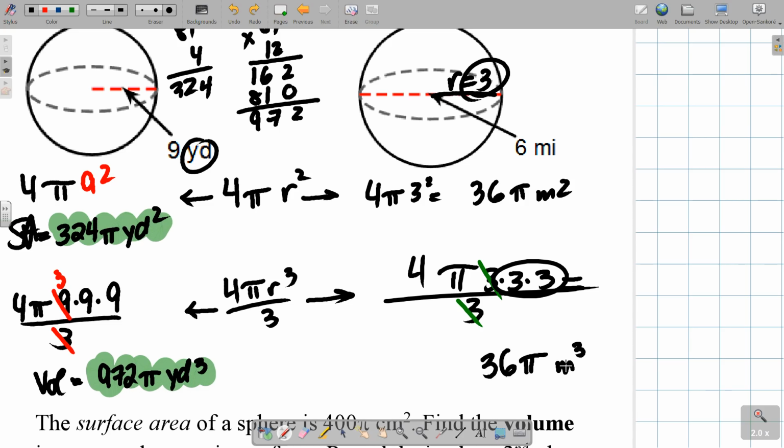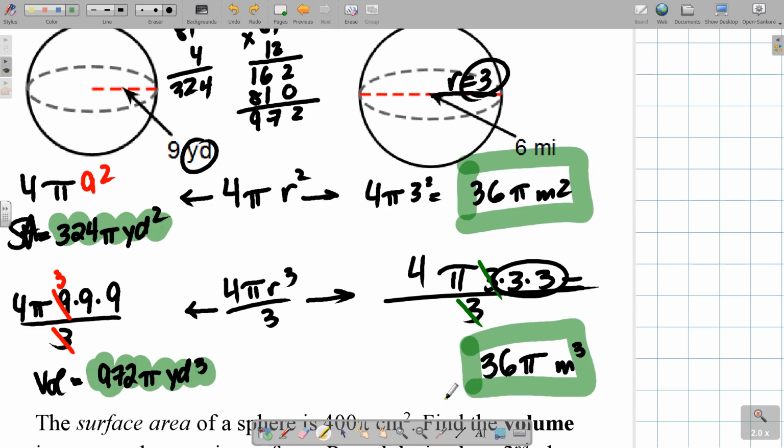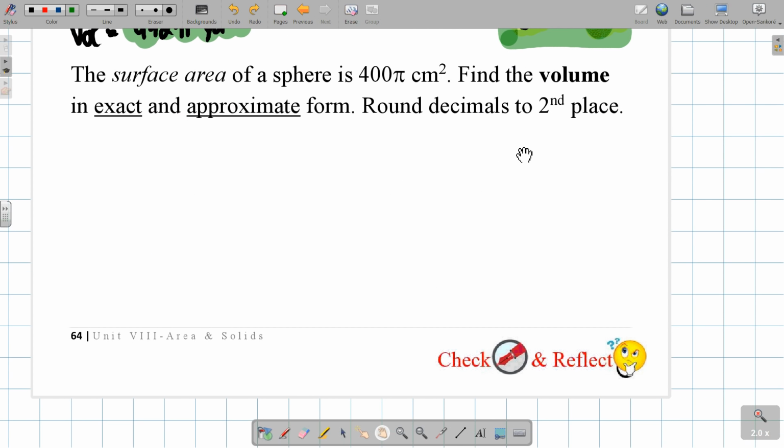our units are cubed. So be prepared, guys. When you see this, that is not the same thing. This is like saying I have 36 $5 bills versus 36 $20 bills. So just because you see that 36, it doesn't mean it's the same thing. Units are everything.